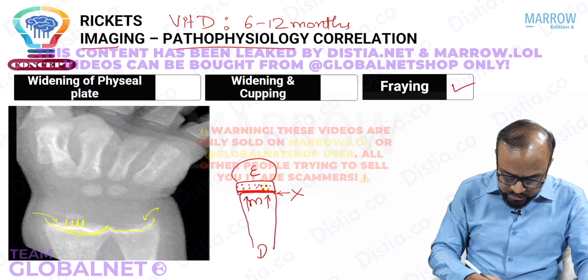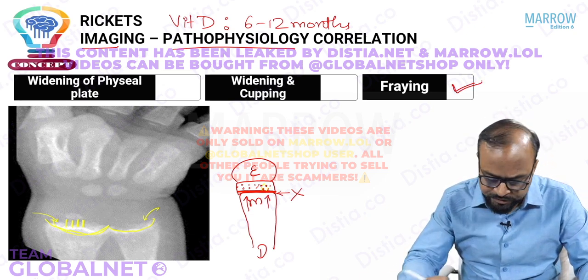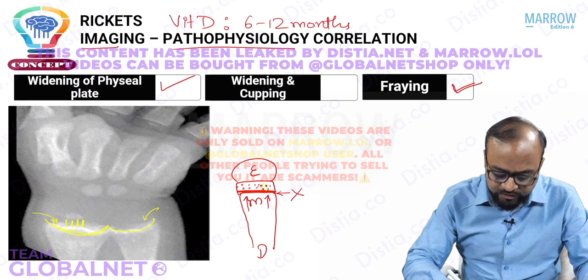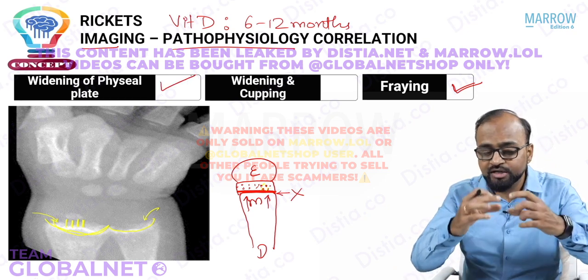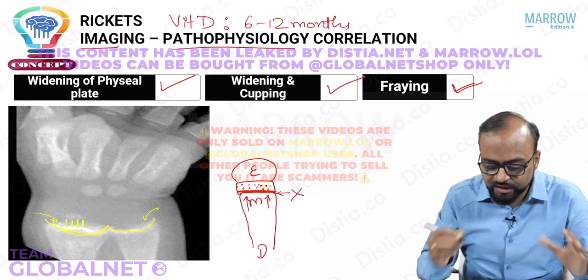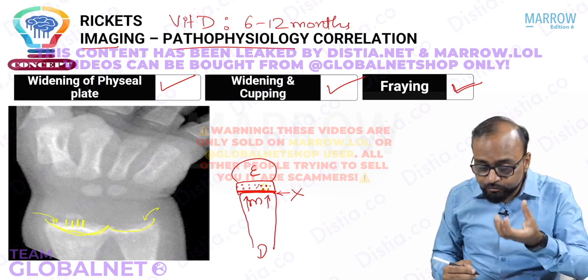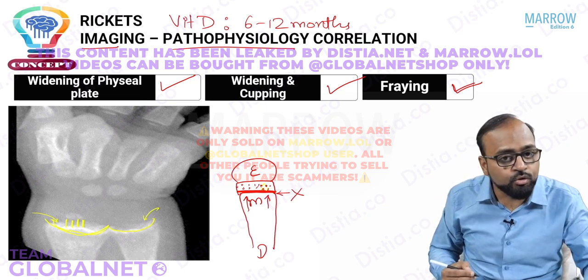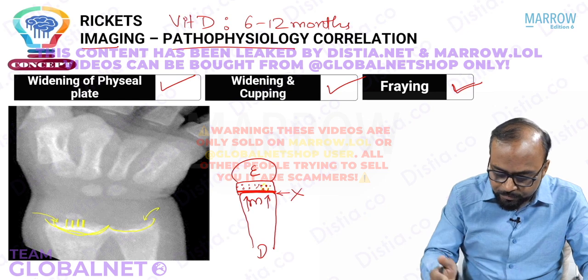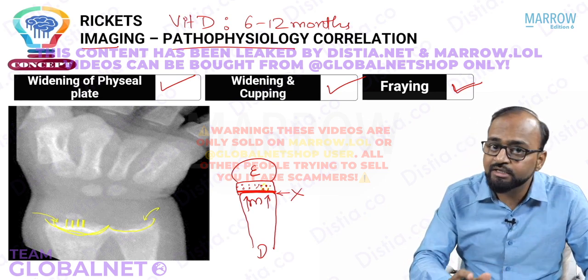So that is how in rickets we get fraying, that is the indistinct margin of the metaphysis. We get widening of the physeal plate of the cartilage because the cartilage becomes excessively deposited there, and there is widening and cupping of the metaphysis. That is because the metaphysis has become weak because calcification is not occurring. So this is widening, cupping, fraying, and widening of the physeal plate of cartilage. So these are skeletal signs seen in rickets.